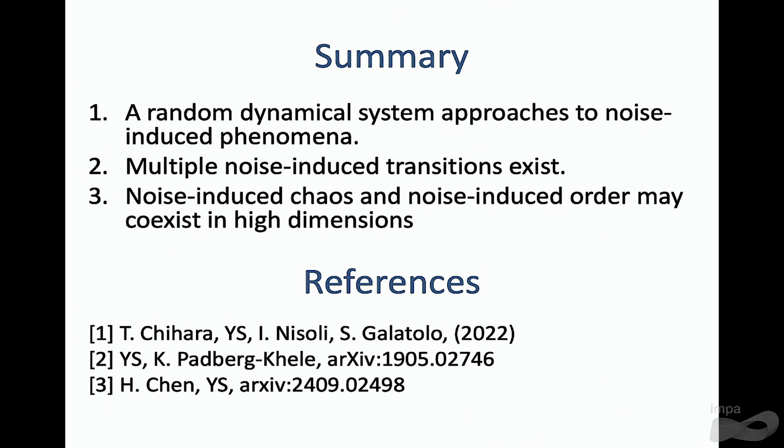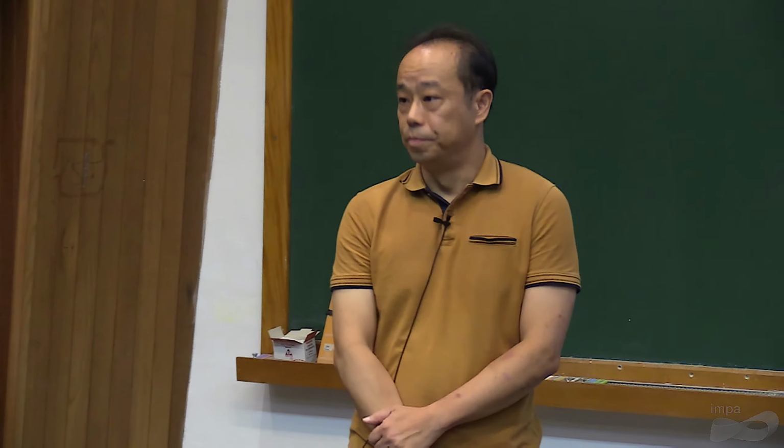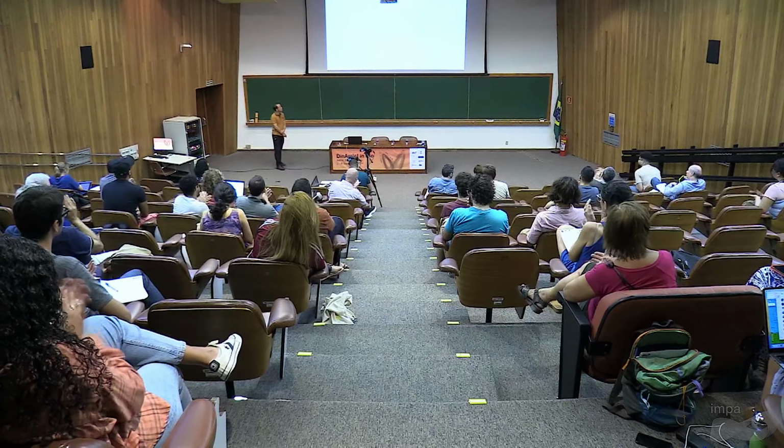Right, so this is the last slide. This is the summary, like a random dynamical system approach. Like in nonlinear physics, we have a dynamical systems approach. We could do the same things with stochastic dynamics and discuss bifurcation or stability. Multiple noise-induced transitions are newly known, exist, and this is even proved by mathematical computer-assisted proof. And this heterogeneous noise-induced order in high dimension is possible. Okay, so this is the end of my talk.